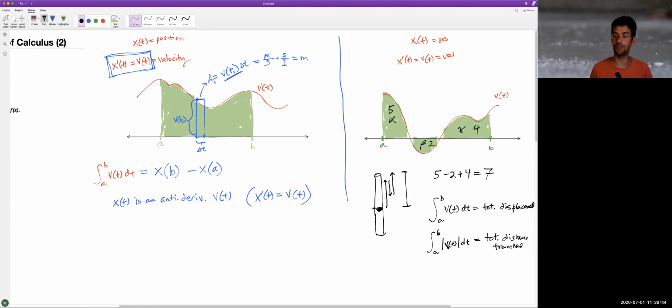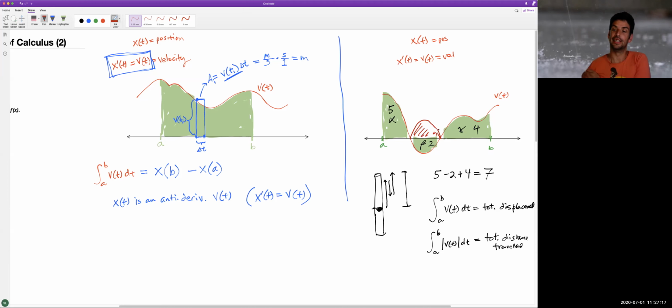Because what does it do to the function? It just changes the function from negative to positive. Where the function was negative, it changes it to positive, and where it was positive, it leaves it alone, so it adds up all of that negative part. But we're going to talk a lot more about that later.